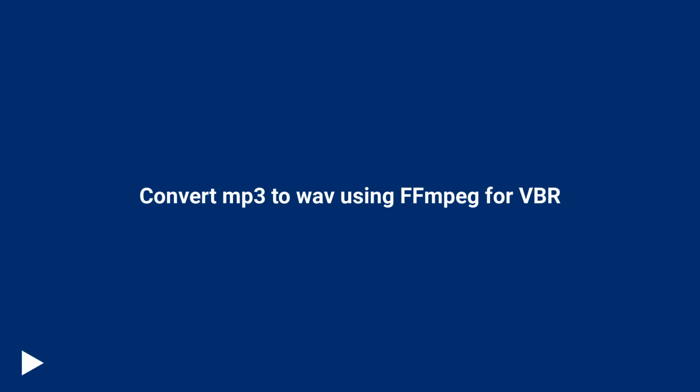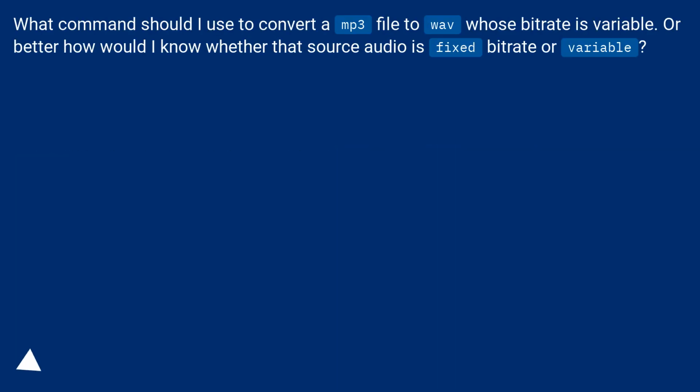Convert MP3 to WAV using FFmpeg for VBR. What command should I use to convert an MP3 file to WAV whose bitrate is variable? Or better, how would I know whether that source audio is fixed bitrate or variable?